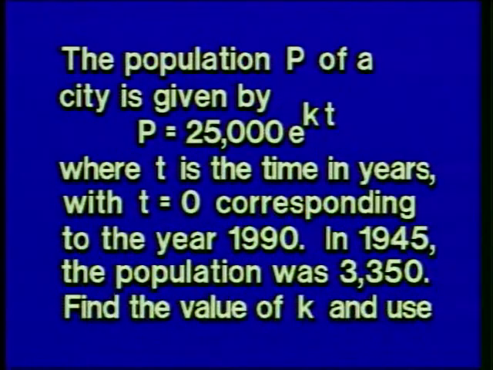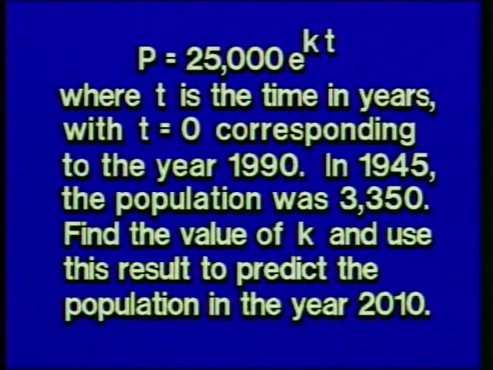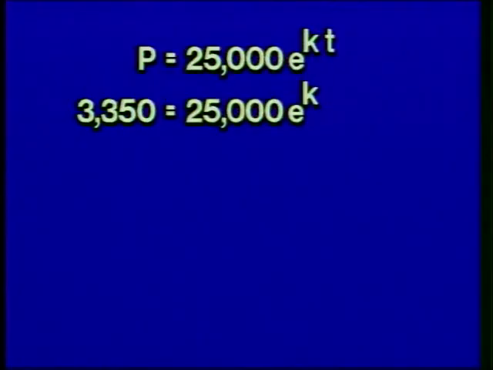All right, let's continue. In 1945, the population was 3,350. Find the value of k and use this result to predict the population in the year 2010. Now, we're asked first to find the value of k. We'll use the information about the population size in the year 1945 in order to do that. So we'll replace within our equation 3,350 for P. And in place of t, we'll write the time of negative 45, because 1945 is 45 years prior to 1990, the basis for our model.